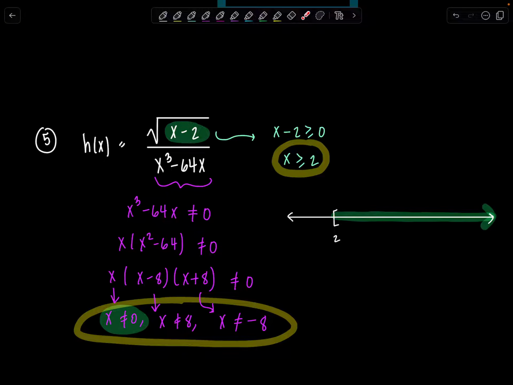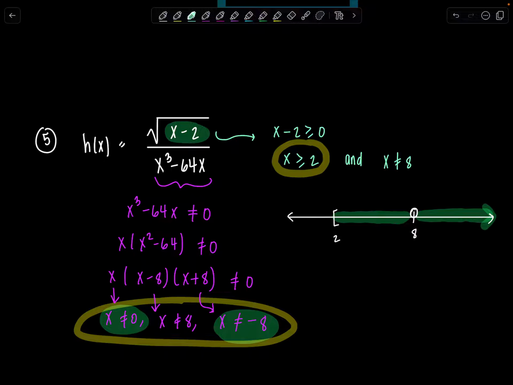X can't be 8. Is that relevant? Yeah, because 8's like right here and we have to skip over it. Okay, so then I should erase this and just have this portion and then this portion. And then what about x can't be negative 8? Well, that's all the way over here. That's not even relevant because I already have the restriction x has to be greater than or equal to 2. So I don't need to even list x can't be negative 8. So what's crucial to state is that x has to be greater than or equal to 2 and x cannot equal positive 8.